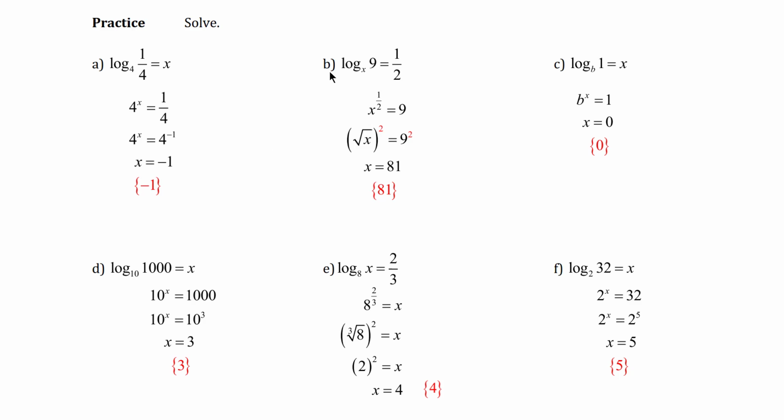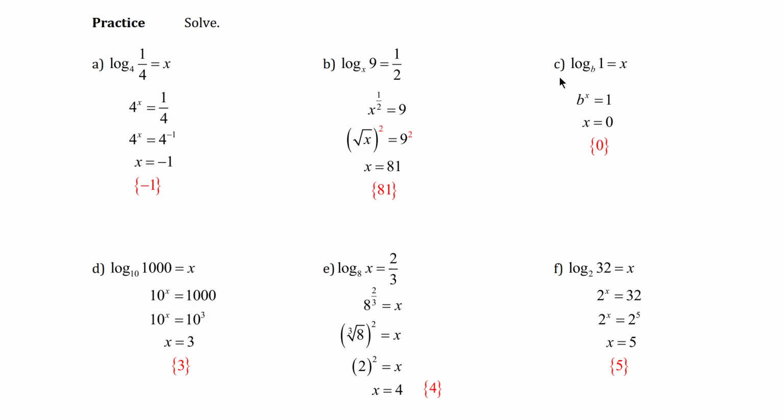For part B, we start by rewriting this as an exponential equation. We get x to the 1/2 power equals 9. Next, we could convert the exponent of 1/2 into a radical. This would be the square root of x equals 9. Next, we get rid of the radical by squaring both sides of the equation. After simplifying, we get x equals 81. So the final answer in set notation is curly bracket 81, close curly bracket.